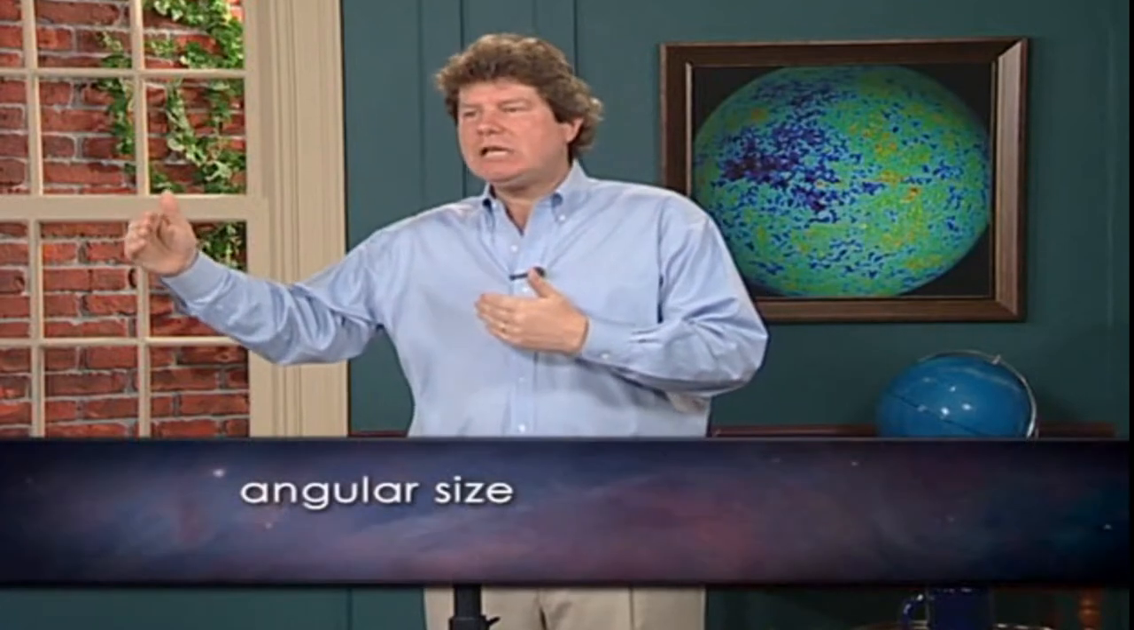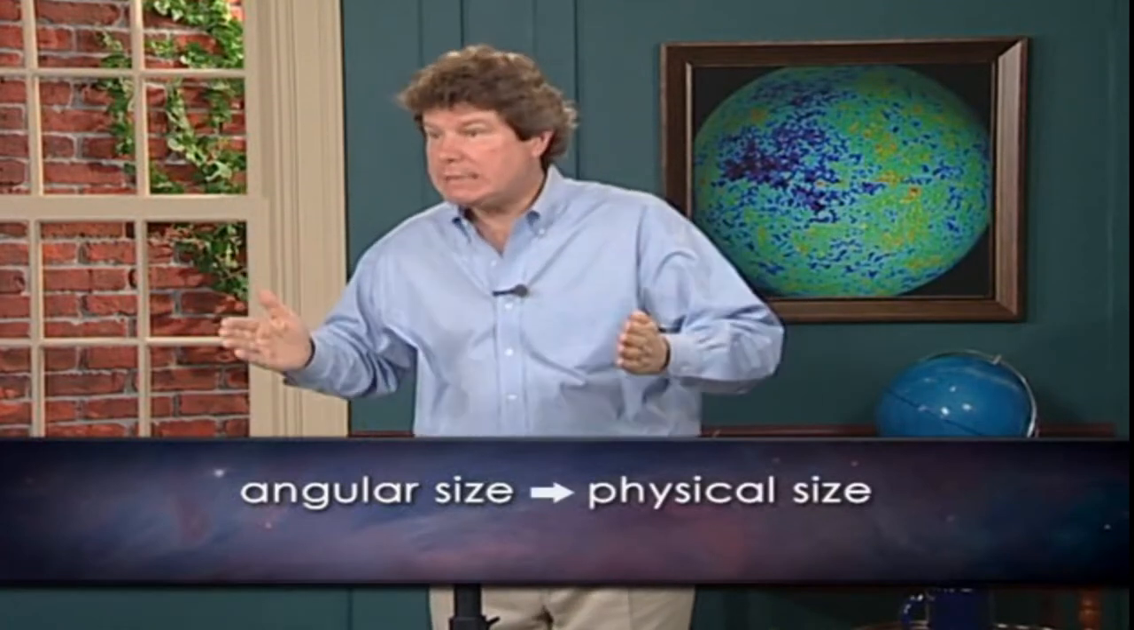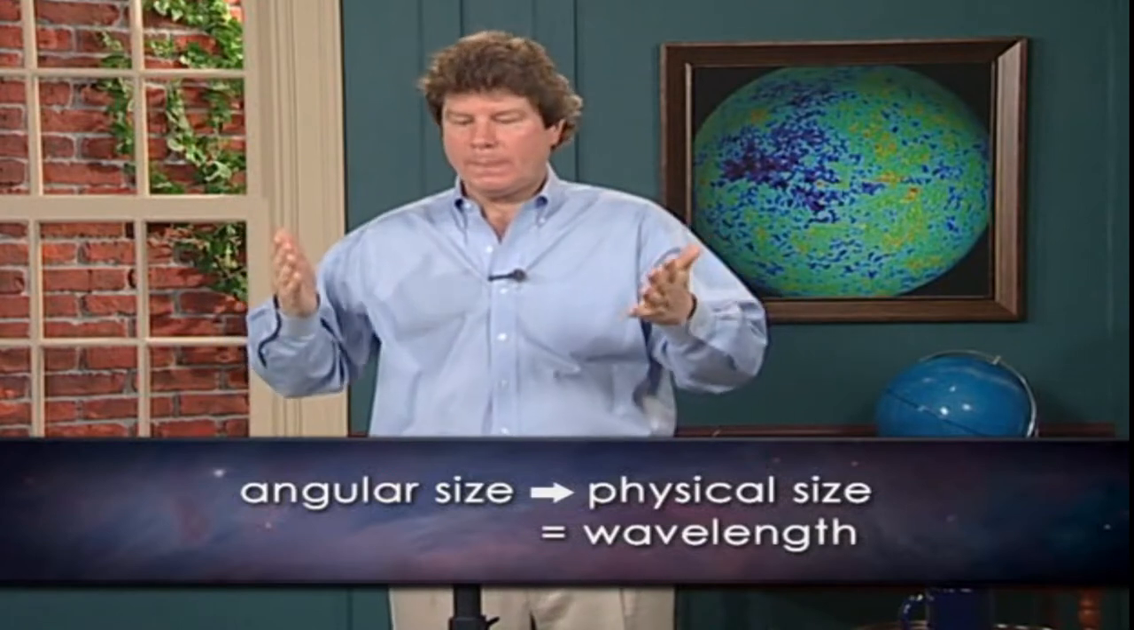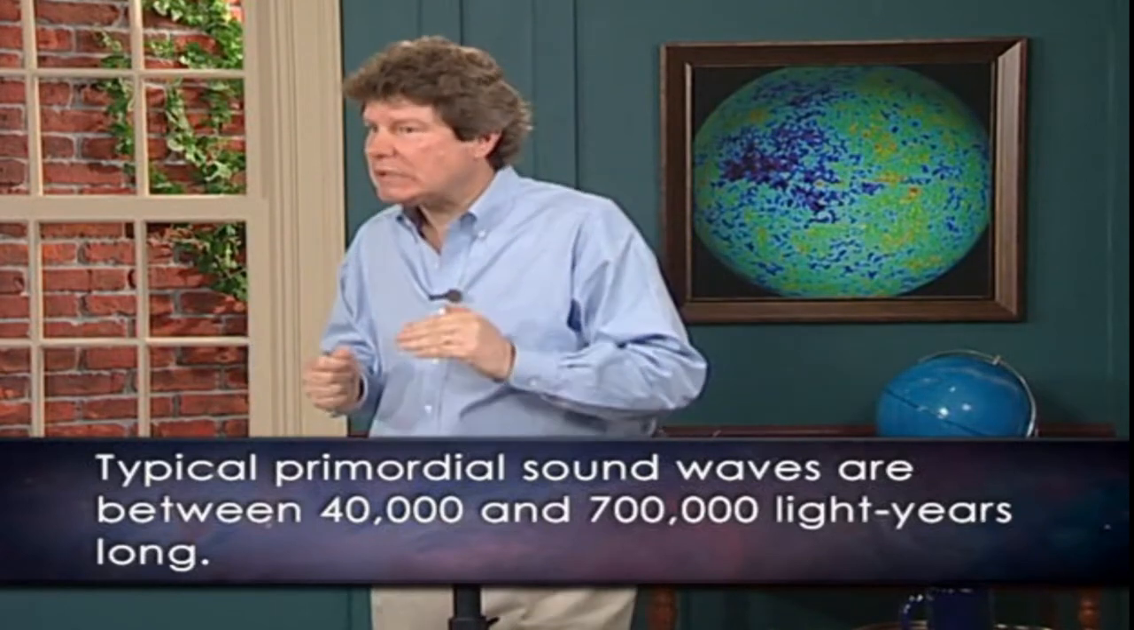Now, finding pitch is actually also pretty easy, because we know the distance to the microwave background. And so we can convert the angular size of the patches on the sky to their physical size in light years. So we have their wavelengths. Now, typical primordial sound waves are between 40,000 and 700,000 light years long. So these are huge waves. And since we also know the speed of sound, that's 60% of the speed of light, we can figure out their frequency. So a typical sound wave may take 100,000 years to pass you by. So the primordial sound is way too deep for us to hear. Not even a single wave would pass by you during your entire lifetime.